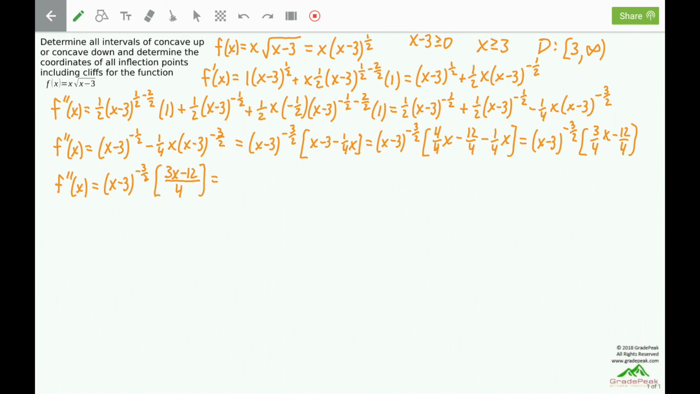We have a negative power that's been factored out, so it can move to the denominator of the entire fraction. So we will have a 3x minus 12 that will stay in the numerator, and in the denominator there's a 4, and the x minus 3 can move into that denominator and become a positive 3/2 power. The numerator has a common factor of 3. We can factor that out, which will leave behind an x minus 4, and the denominator will be 4 times x minus 3 to the 3/2.